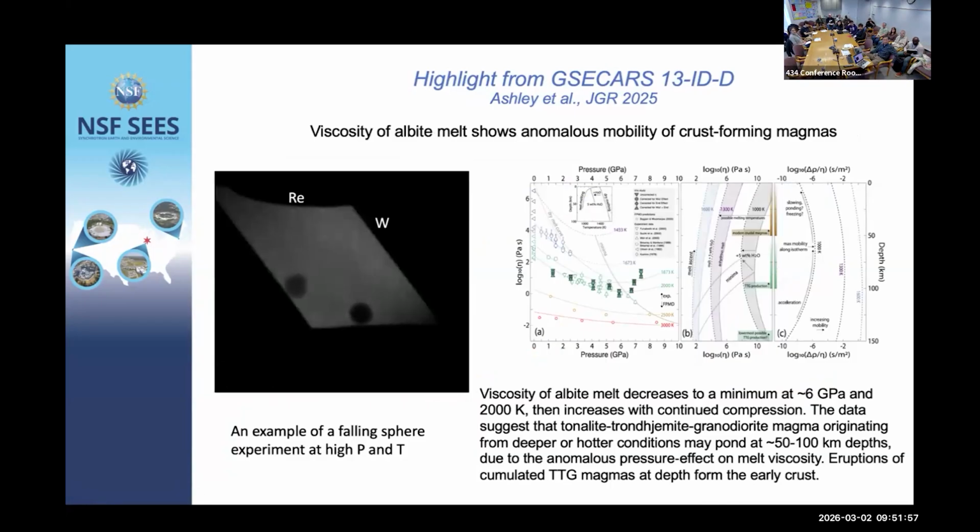You can see these are falling sphere experiments, where this is a molten albite, and I wonder if I can do that again. There we go. And when you raise the temperature and melt the albite, then you can see the tungsten bead and then the rhenium bead descend. And by knowing the density and the size of the bead and its velocity, one can infer the viscosity. And in this study, they showed that the viscosity initially decreases, but then increases with depth, and it makes them draw inferences about the geophysical consequences of this changing viscosity with depth.